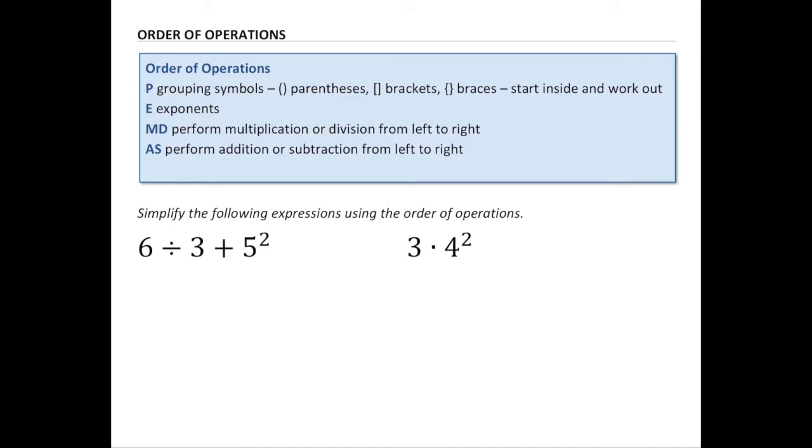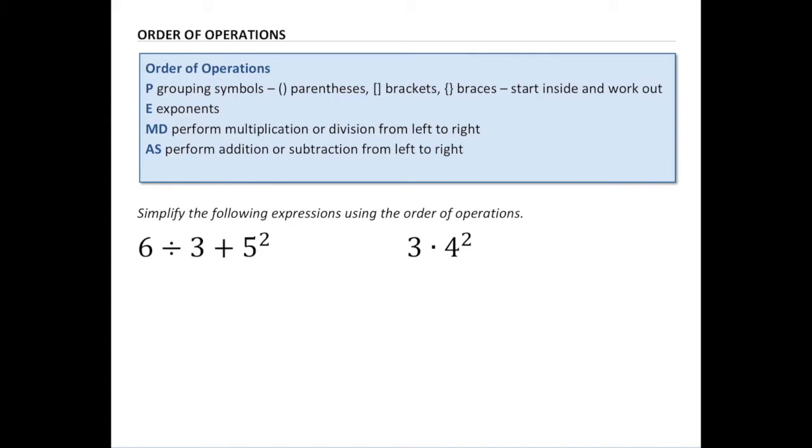Multiplication and division go together. That's because if we see more than one multiplication or division in a problem, we always go from left to right. And then adding and subtracting go together, and for the same reason. If we see more than one adding or subtracting, we go from left to right. Okay?